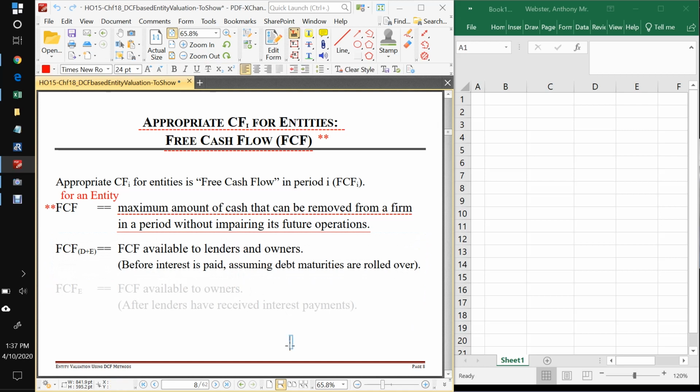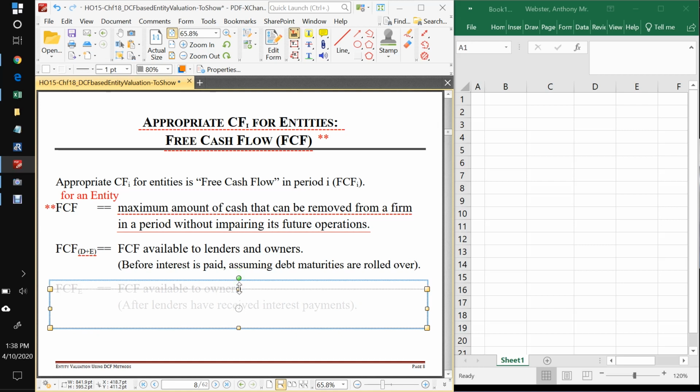So if we're valuing the firm for all the stakeholders, then we'd be getting FCF D plus E, okay? And what that is going to be is the free cash flow before any interest is paid, because the interest gets paid to the debt holders. And we're always going to assume that the debt maturities are simply rolled over. So in other words, if we have a 5-year loan for $5 million, at the end of the 5 years, we go to the bank and they say, oh, okay, we'll give you another 5-year loan for the same amount. That's what rolling over means.